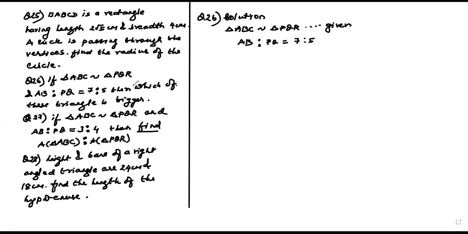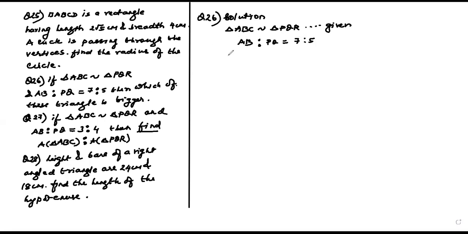So simple, children. The question is which of these triangles is bigger? Which triangle is bigger of the two? So AB and PQ are matching sides. AB is bigger, it is 7, and PQ is smaller, it is 5, so AB is definitely bigger. That means triangle ABC is bigger.